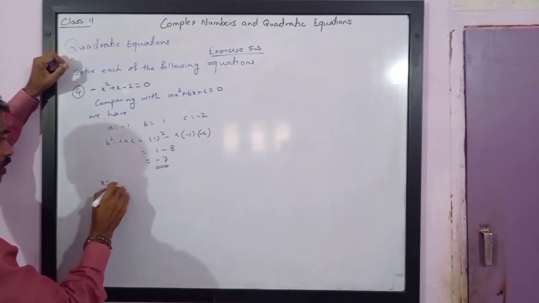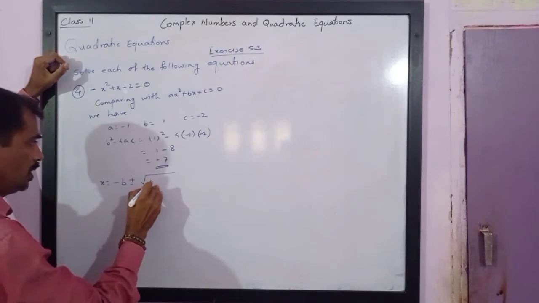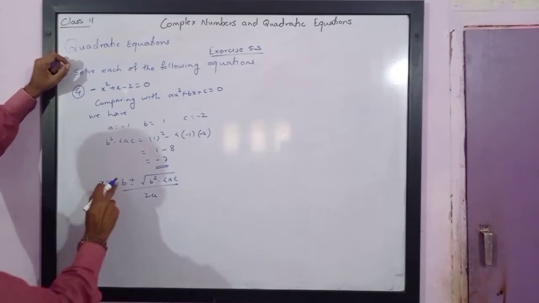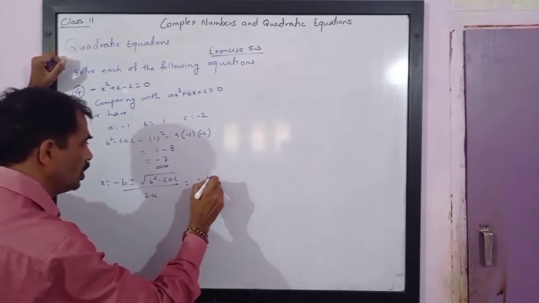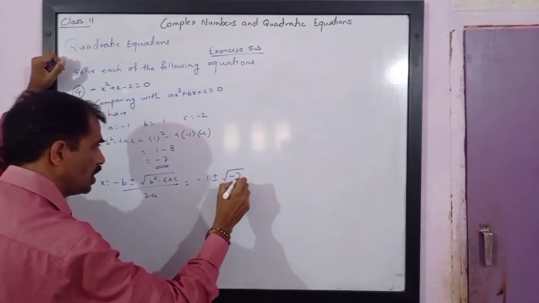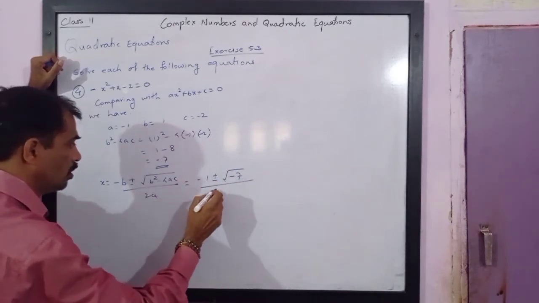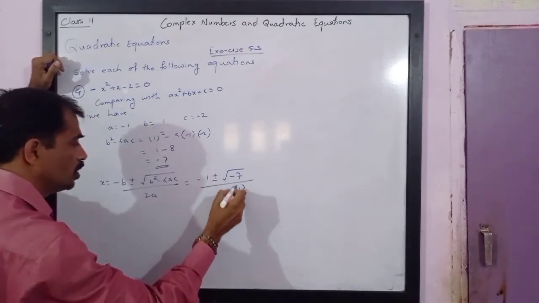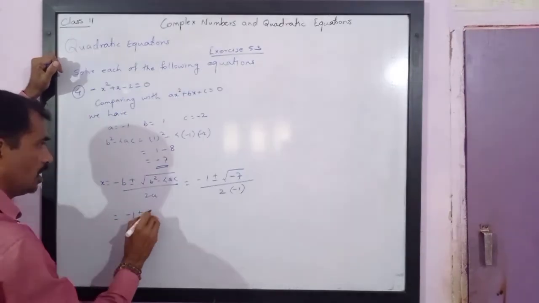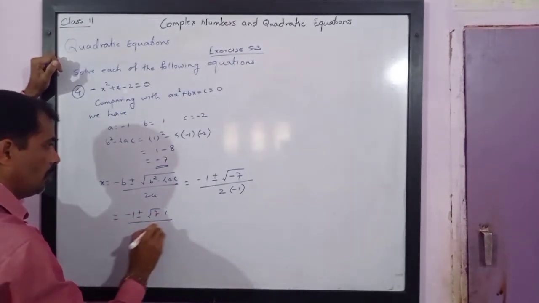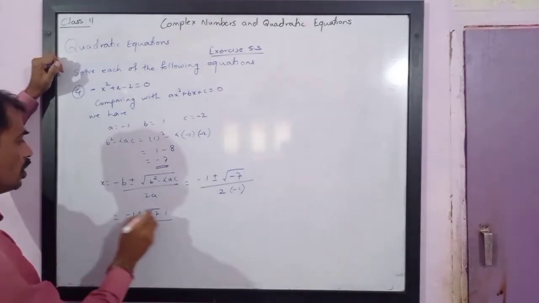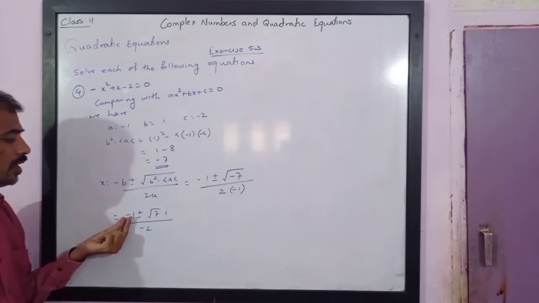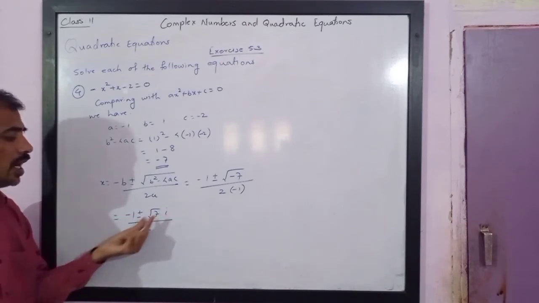So x is equal to minus b plus or minus root of b square minus 4ac upon twice a. This value we have already found. Minus b is this, so we will get -1 plus or minus root of -7 upon 2 times a, which is again -1. So this is equal to -1 plus or minus root 7 I upon -2. So x is equal to -1 plus root 7 I upon -2, or -1 minus root 7 I upon -2.